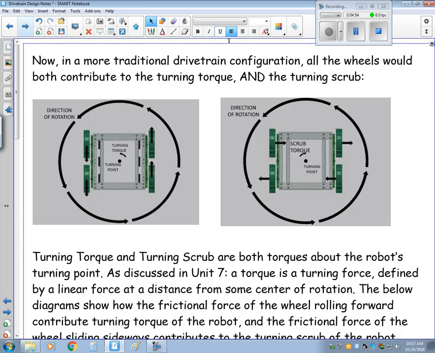So let's take a look at a better design. This one is a skid steer design. It's configured so that all 4 wheels are powered. So all four wheels are contributing to the turning torque, but they're also all contributing to the turning scrub. Since these wheels are powered and we're trying to make a counterclockwise turn, all four of these wheels have a force that's trying to contribute to it. And if we think about it, all of these wheels are the same distance, x, from our turning point.